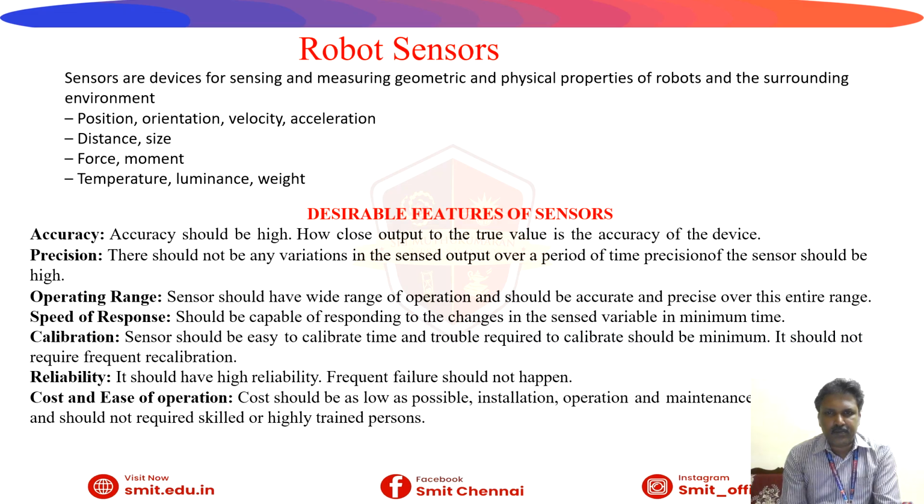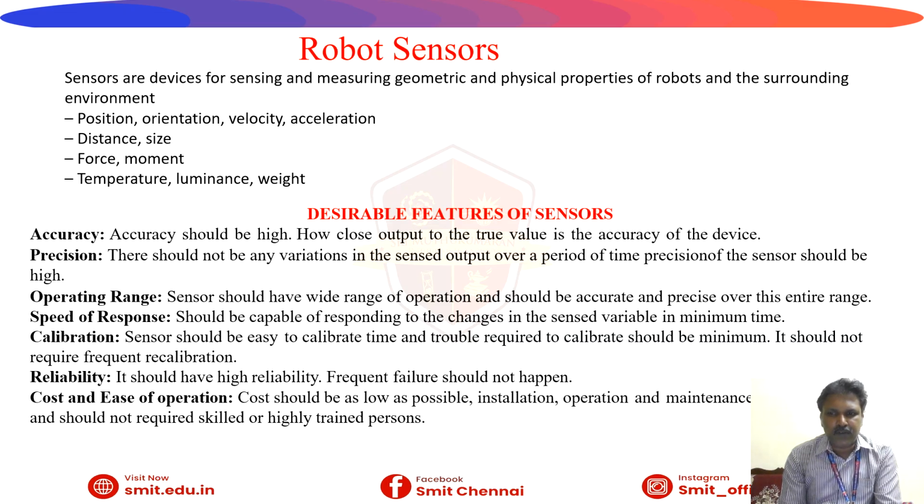So various sensors we can classify based on that. What are the important parameters you have to look into to make a sensor? That is position, orientation, velocity, acceleration, then distance and size, then force, moment, temperature, luminance and weight. These are the important parameters that should be taken into account. I will repeat once again: position, orientation, velocity, acceleration, distance, size, force, moment, temperature, luminance and weight.